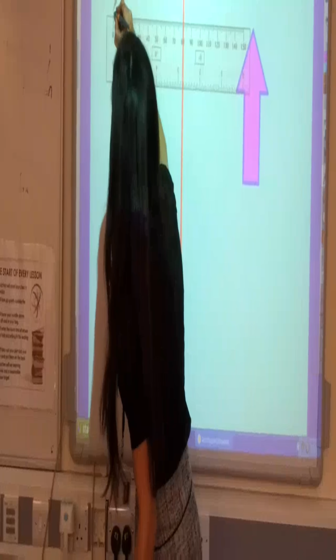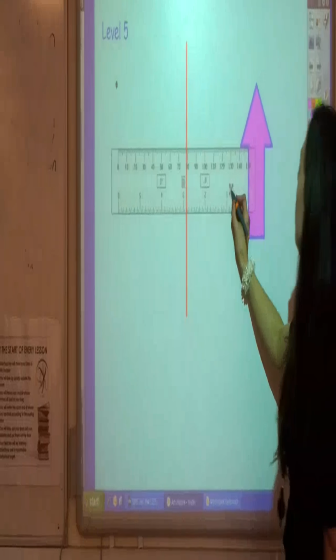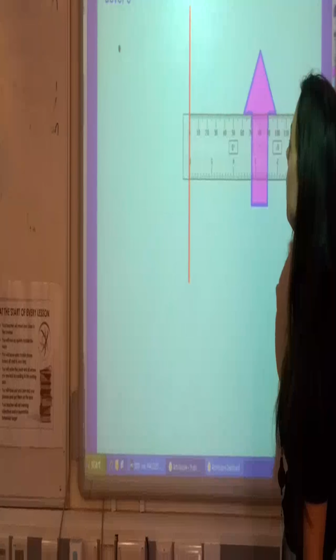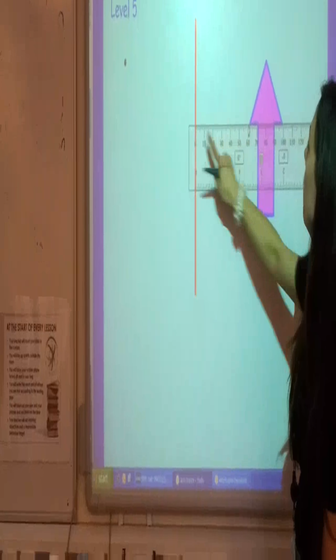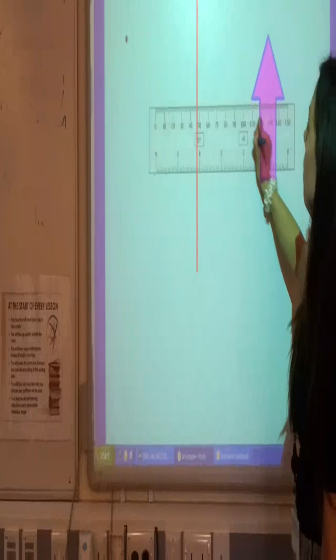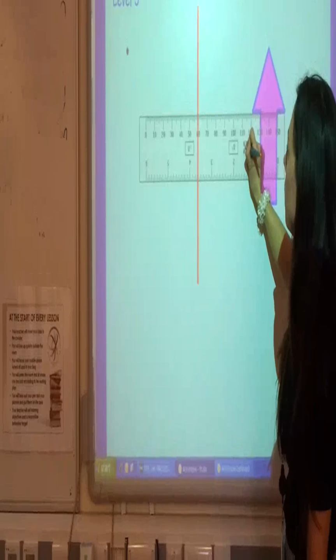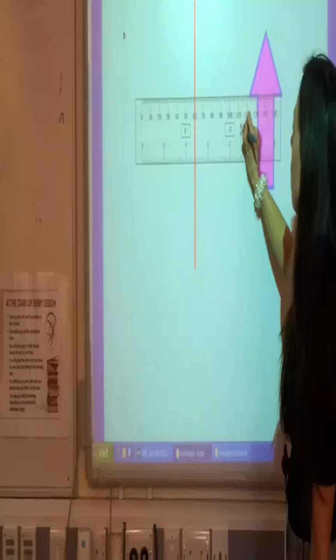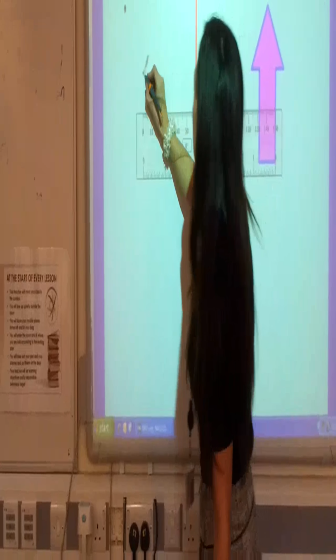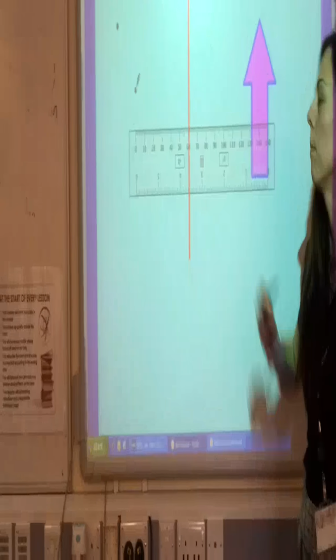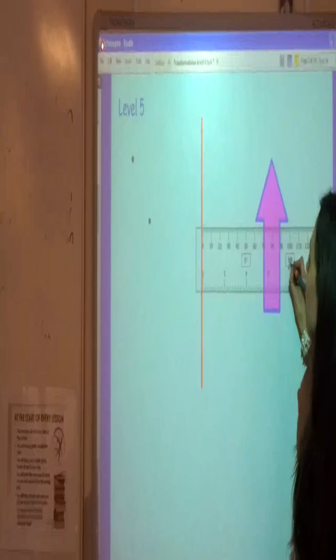I'm just going to mark that point there. Take my next vertice, my next corner, this one here, from there to there is 6. If I go this side, keeping my ruler at the same height, from there to there is also 6. Mark on my second one. Do it again.